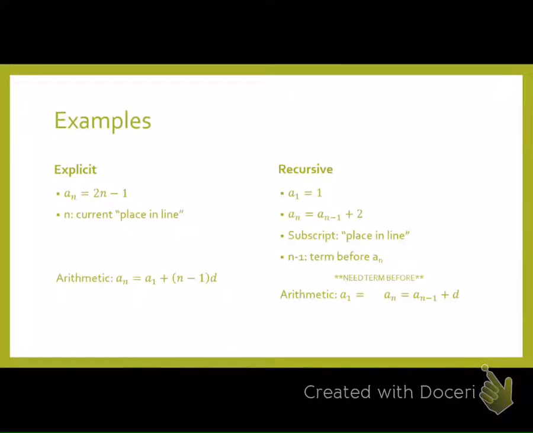So examples. Explicit: a sub n equals 2n minus 1. So n is your current place in line. If you remember from yesterday, we had our input-output. So n is your current place in line. Remember we had a table. So this is the n value they're talking about. n is like your x. And it is your place in line. So it's whatever term you're trying to find.